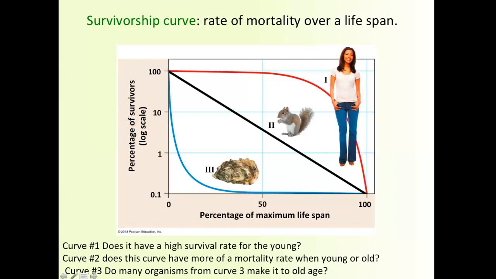Okay. And survivorship number 3 is an oyster. And we can see that when they're born, right, little baby oysters, their newborns plummet, right? So they drop down, and then very, very few are going to reach half of their lifespan, 50% of the lifespan. And then very, very few reach old age. So this is a massive die-off.